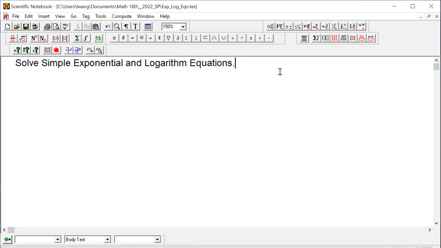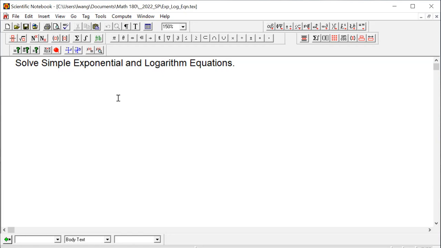Hello, in this lesson, we are going to talk about how to solve simple exponential and logarithm equations. This is in your homework number 7, right? So let's look at some examples.